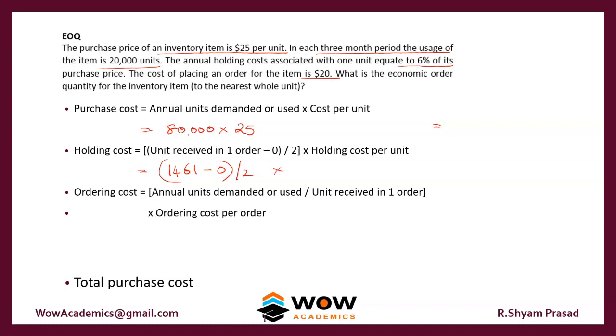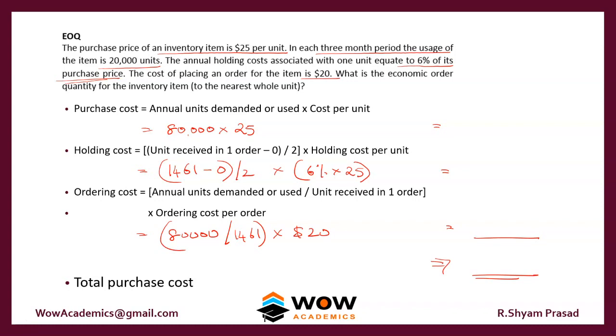So holding cost per unit is how much? It is 6%. 6% of what? 6% of the purchase price. So purchase price is 25. So we will solve this and then we will get the ordering cost. Ordering cost is annual units demanded or used, so that is 80,000 units divided by units received in an order, that is 1461. So this gives you the number of orders in a year. So every order costs you how much? It costs $20. So we'll multiply by 20. We'll get the total purchase cost.